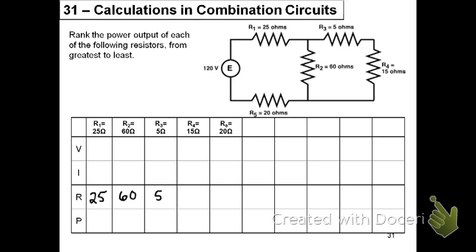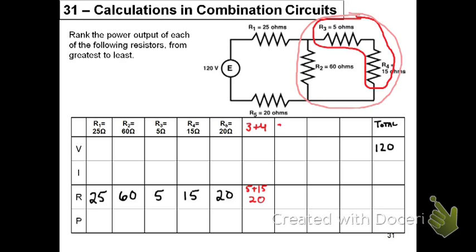We know that resistor 1 is 25, resistor 2 is 60, so on, and that our total voltage is 120 for the circuit. If we start by combining resistors 3 and 4, we see that they're in series so that we can combine them simply by adding. And when we add the 5 plus the 15, we get an equivalent resistance of 20.